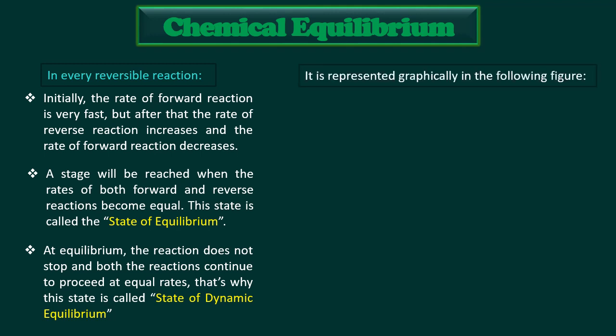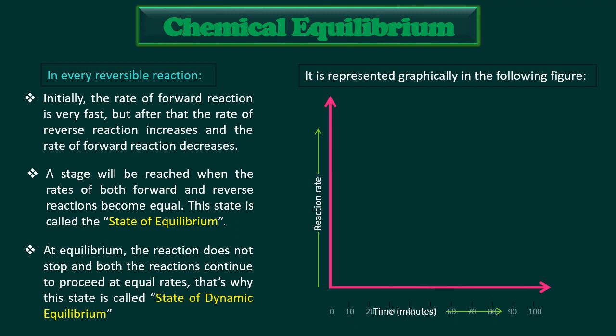It is represented graphically in the following figure, where the reaction rate is plotted against time. As there are two reactions in a reversible reaction, that is forward and reverse, we plot the graph for each reaction separately. The rate of forward reaction decreases with time, which is shown by this curve. Note that the curve falls down with time, which indicates that the rate of forward reaction decreases with time.